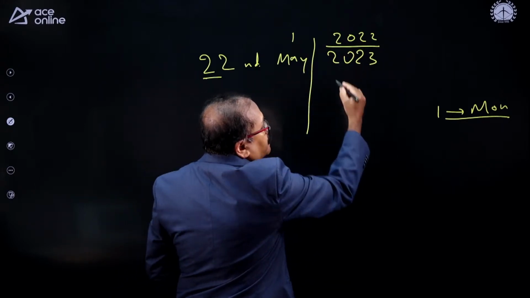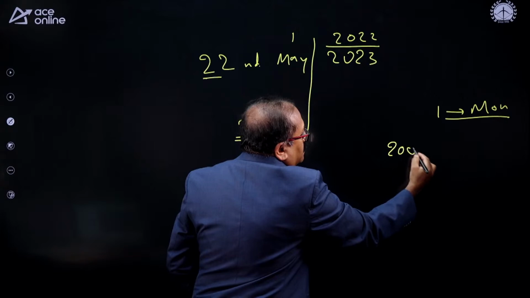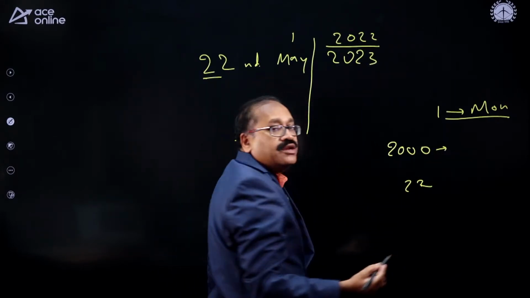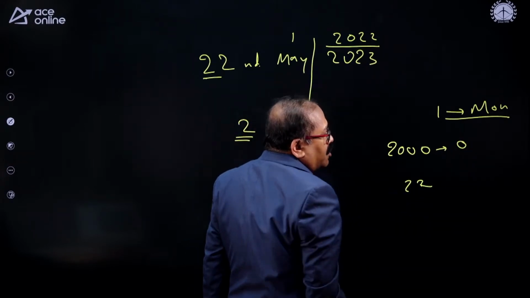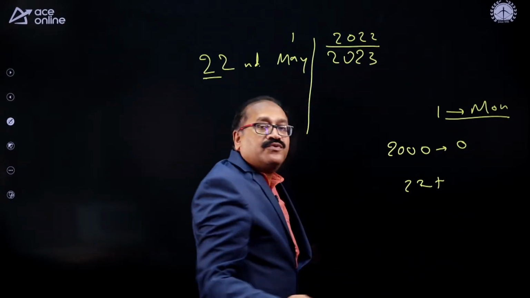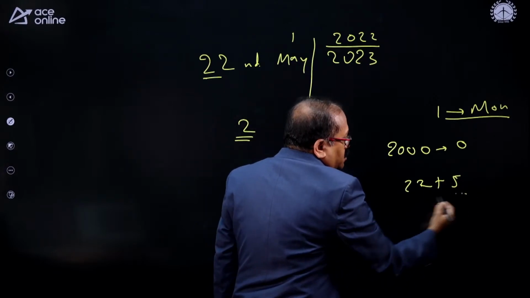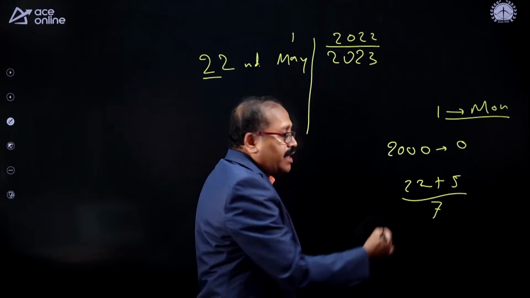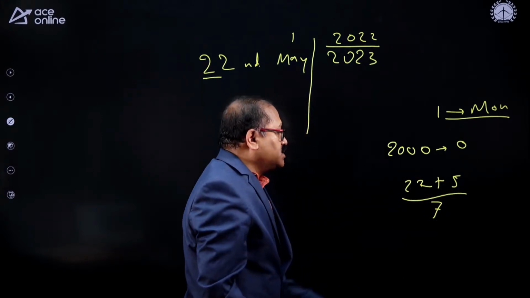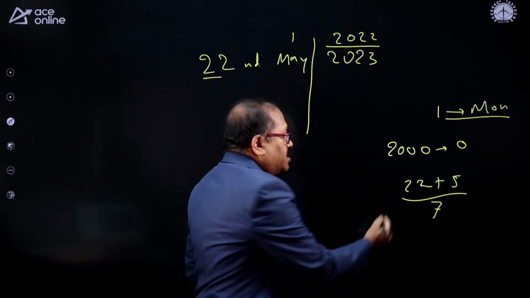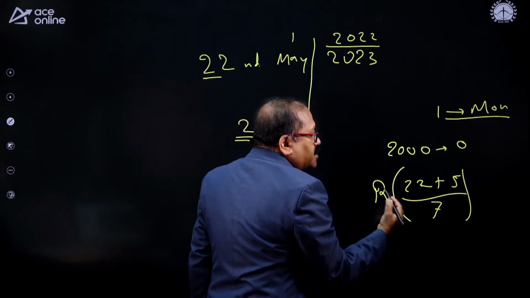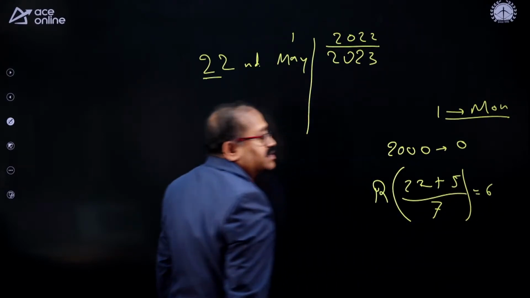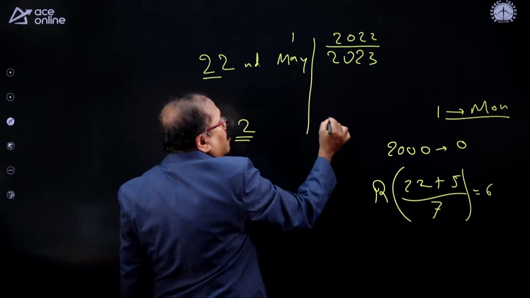For that, I need to find out the odd days for 2000 and for 22 years. So I know that 2000 is a multiple of 400, so it's 0 odd days. And for 22 years, how many 4s are there here? 5 fours are there. So divide by 4, add 5 and then divide by 7. The total is 27, and when 27 is divided by 7, what will be the remainder? That remainder will be my odd days. The remainder is 6. So here I get the odd days 6.